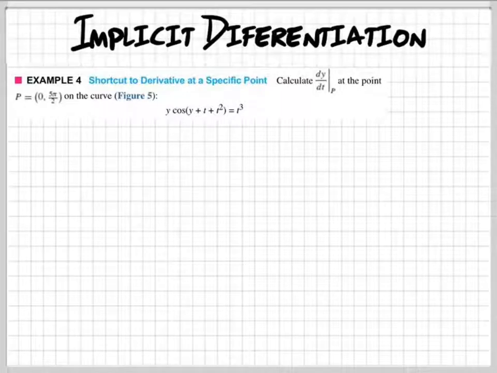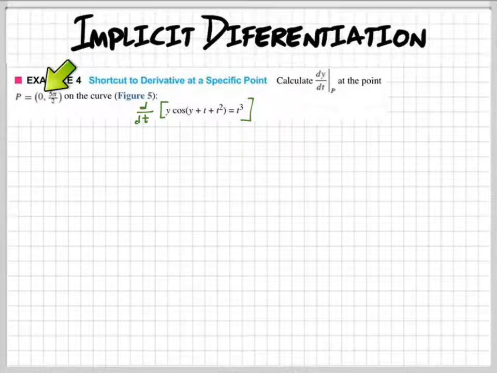Now this was tricky because we have the y multiplying the cosine, so that means we're going to have the product rule right here. And then look, there's stuff inside of there, so we've got the chain rule for the trig function part right here. So let's do it to it. I'm going to take the derivative with respect to t of both sides. I know I'm supposed to take the derivative with respect to t because that is the independent variable they're giving me right here. Oh yeah, they tell me right here. Okay, cool. So let's do the product rule first.